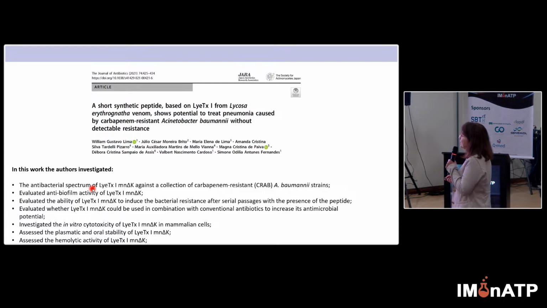They evaluated the activity of this peptide to reduce the biofilm, the anti-biofilm activity, that is very similar to the one, the big one. They evaluated the ability of this minimized peptide to induce bacterial resistance after serial passages in the presence of the peptide, and they saw no resistance at all after many days in the passage with this peptide compared to colistin. With colistin, they could see there was resistance, but no resistance to the peptide.